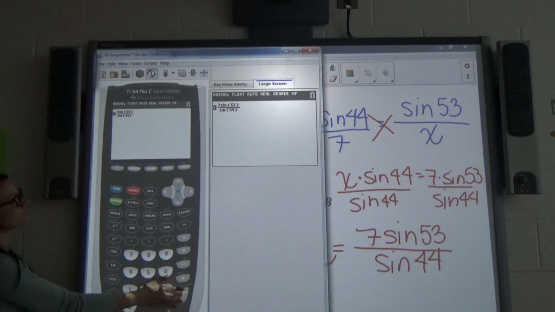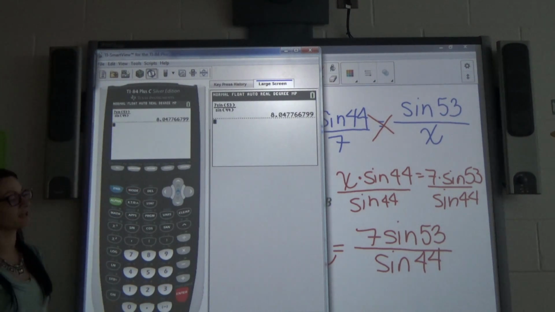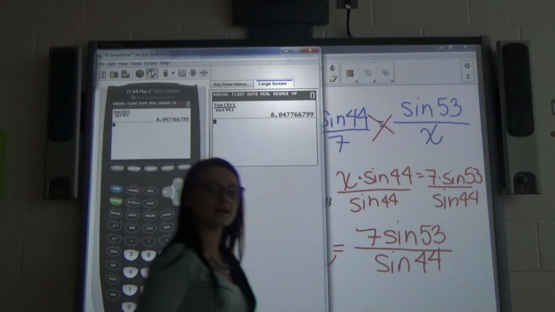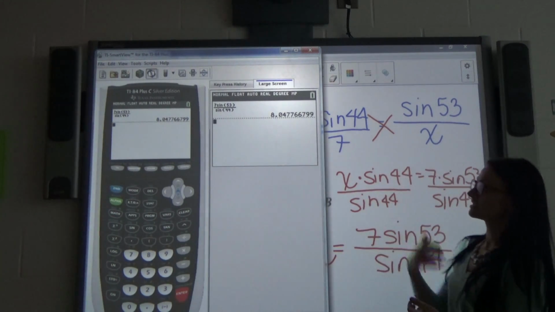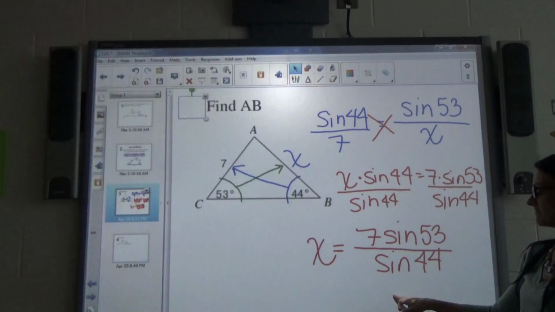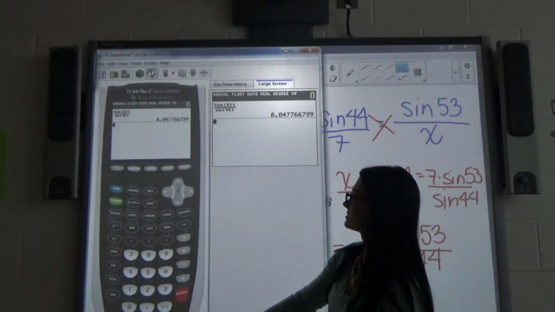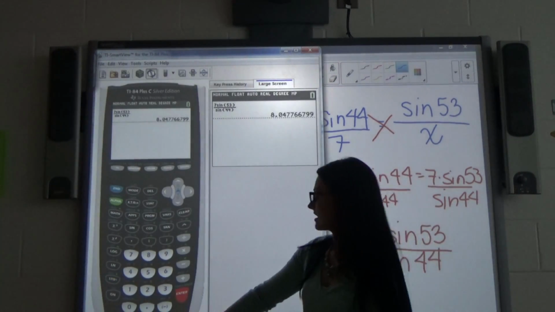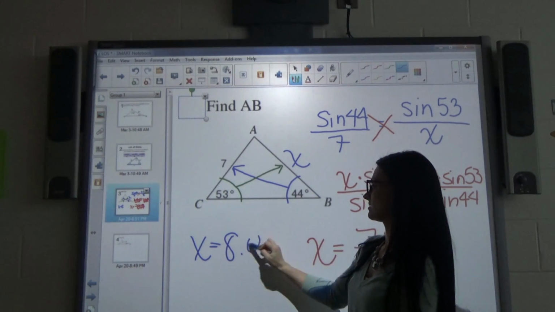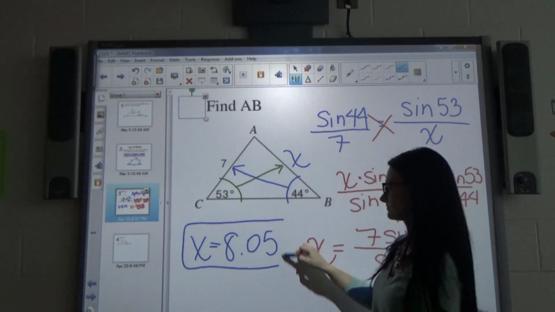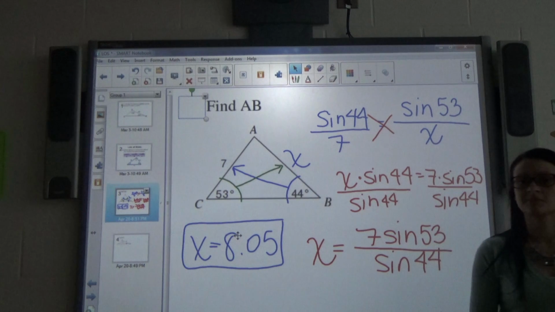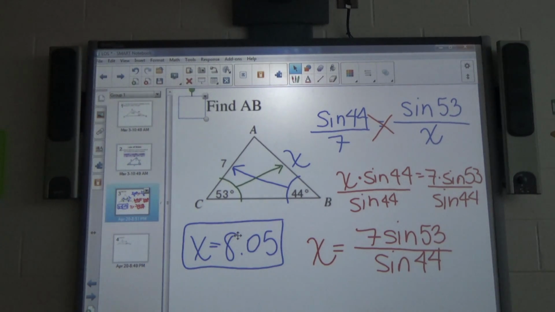So I can now hit enter, and it tells me that the side AC that was missing is 8.05 units long. So in this case, I would say X is equal to 8.05 units. So that's an example of how to find a missing side.